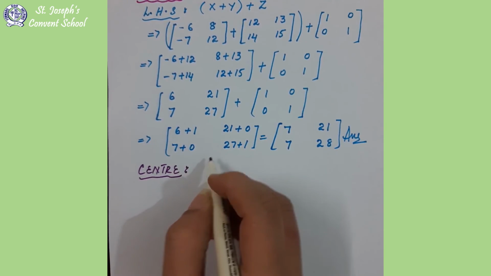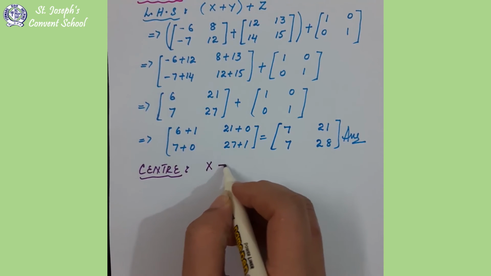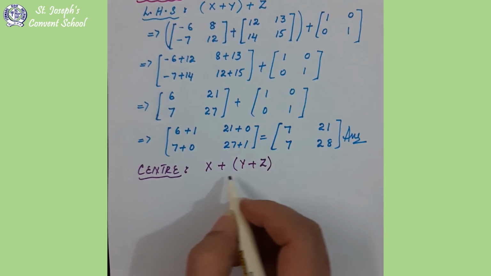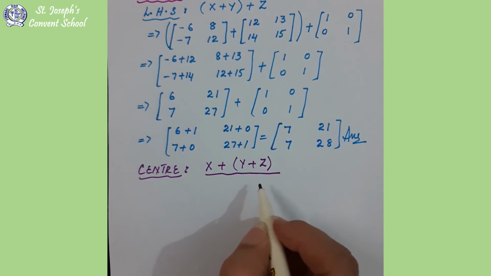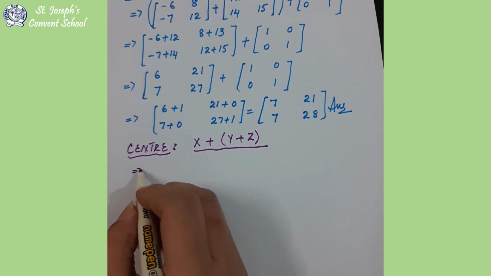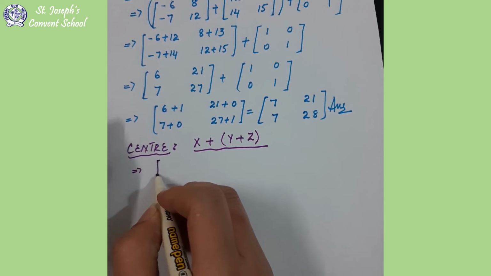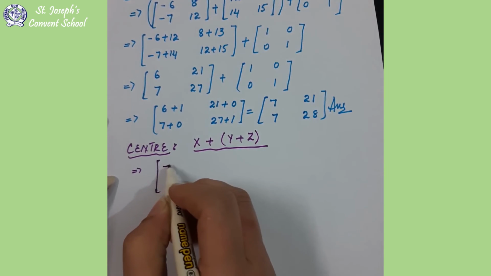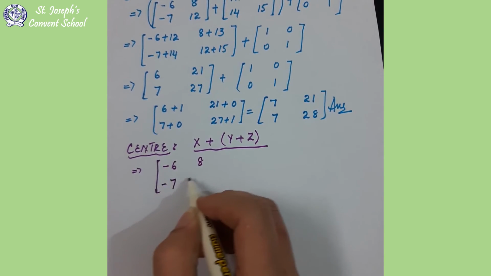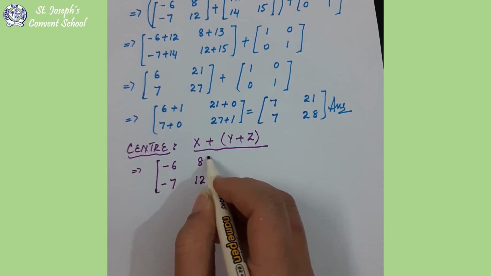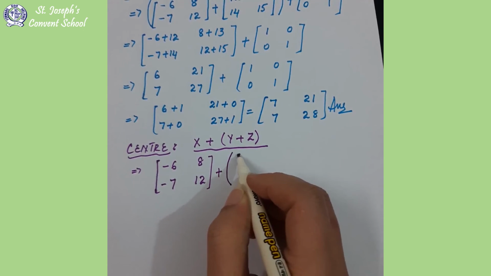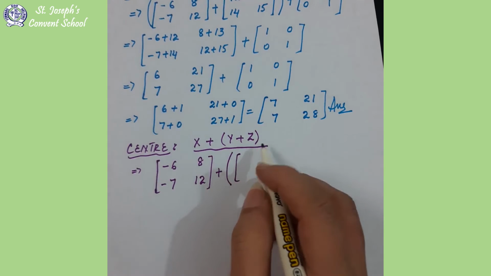Center part, what is it? The center part is X plus Y plus Z in the bracket. Okay, this is the center part. So write X first. Matrix X is -6, 8, -7 and 12, plus bracket, matrix Y plus Z.